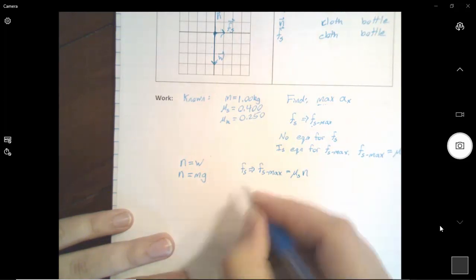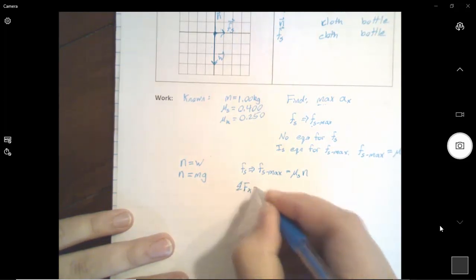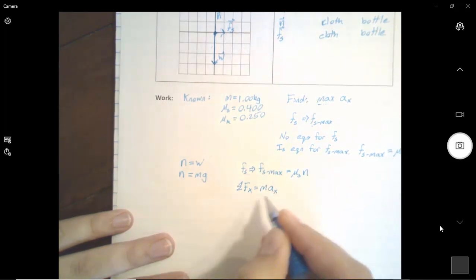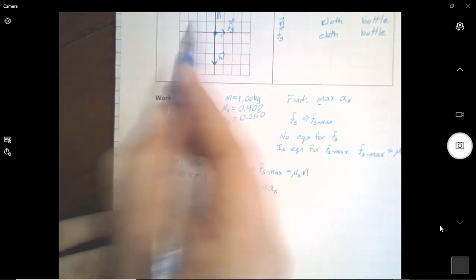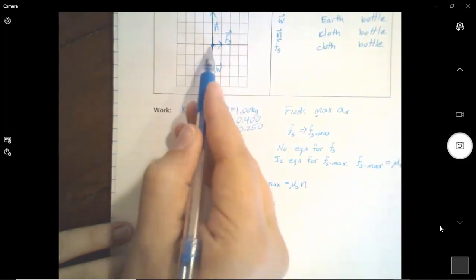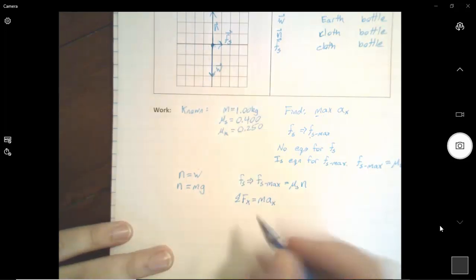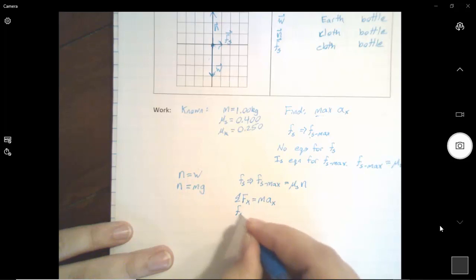Okay, and the reason we're going to use this is because all the forces in the x direction equal max. So we're writing down Newton's second law. What are the forces in the x direction? Everything pointing right gets a plus sign. Everything pointing left gets a minus sign. There is nothing pointing left. The only thing pointing to the right is Fs.